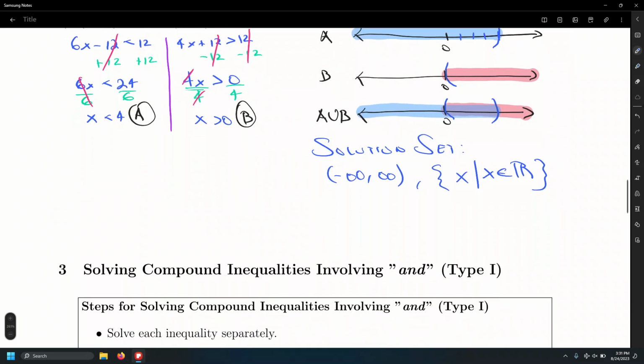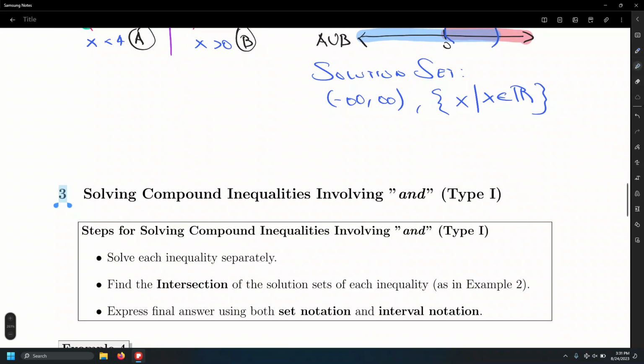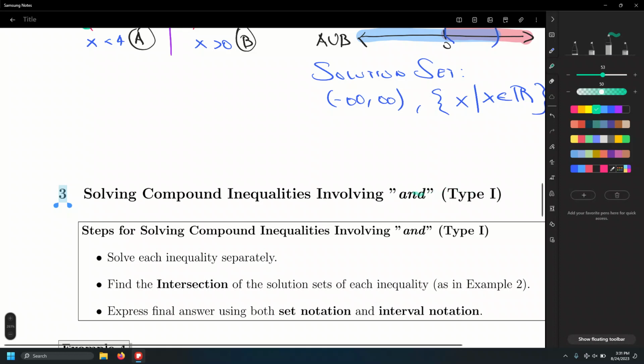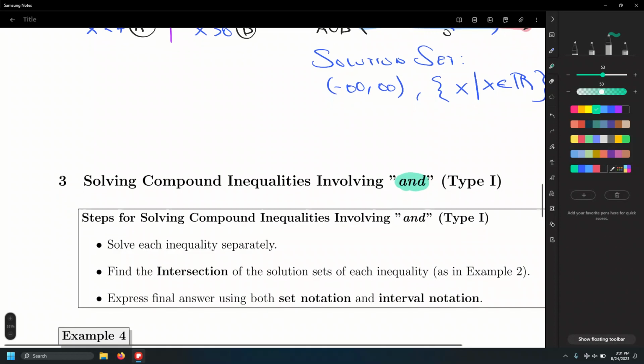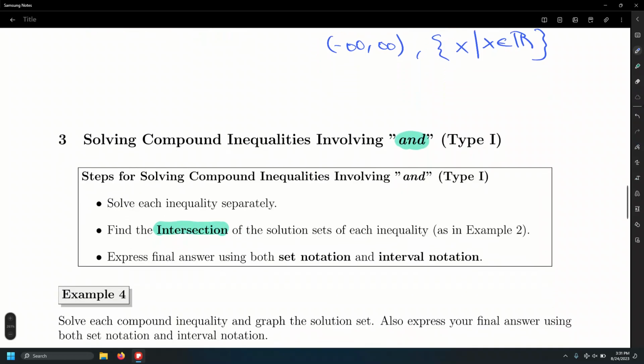Okay, let's go to solving compound inequalities, but this time involving the word AND. Again, let's recall that the word AND means the intersection. So this time we're going to find the intersection. We're going to find the overlap. That is, whatever colors you use, where the two colors blend, that's what you're looking for. And again, I have the steps listed in a similar way to what we did for compound inequalities involving OR.